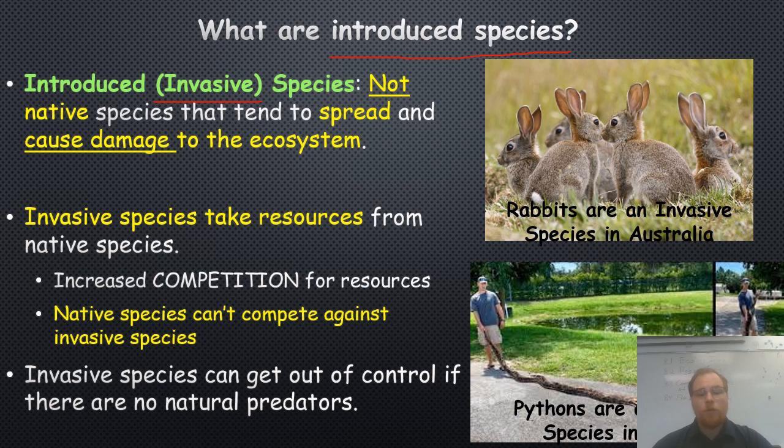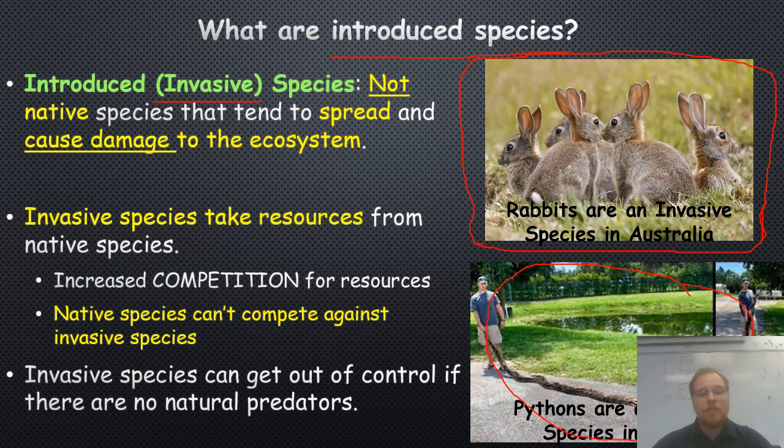Now, in Florida, an invasive species is going to be pythons, okay? Now, invasive species are not native to the land. These pythons are not native to Florida, and they tend to spread in the ecosystem and cause damage to the ecosystem. In Australia, and I'm sure some of you know by now, I used to live there, rabbits and goats were really big invasive species in Australia, and they're really not good for the environment.